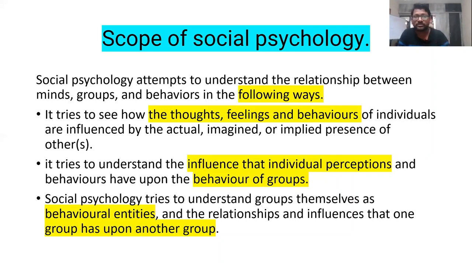It asks questions like what makes some groups hostile to one another and others neutral or civil. So if you see Avengers, right? In Avengers, civil war is there. So civil war is something which comes within two groups. One group is split into two groups with different ideologies, and then they fight with each other. It means that how these groups work as entities can also be understood by studying social psychology.